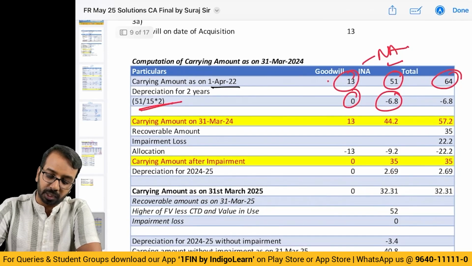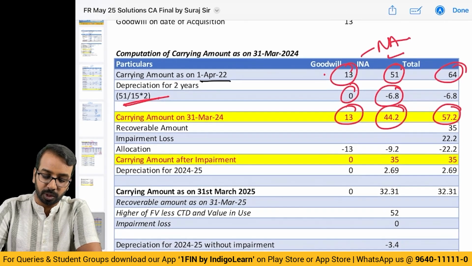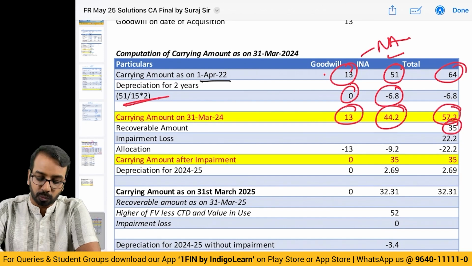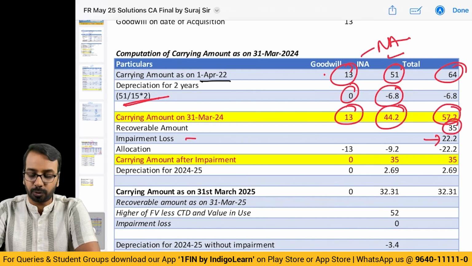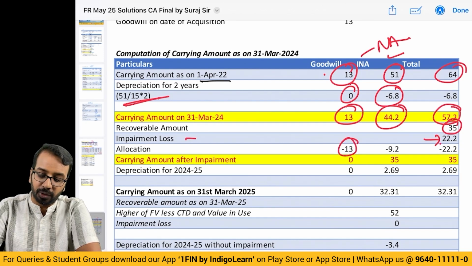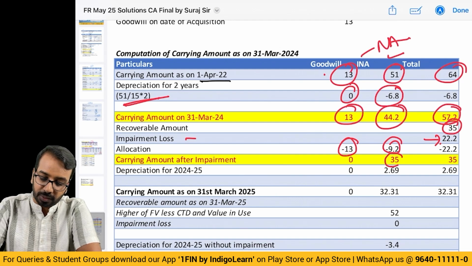Okay, total. So now carrying amount is 13 for goodwill, 44.2, total is 57.2. Recoverable amount is 35. So the difference is impairment loss of 22.2. How will you write it off? First, entirely goodwill, balance to other asset. So carrying amount after impairment is 35.